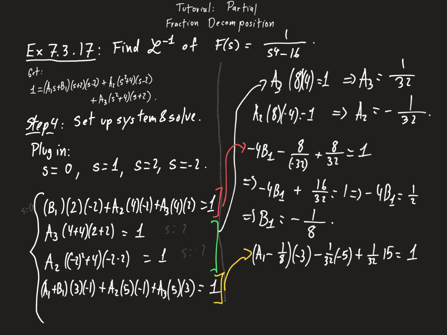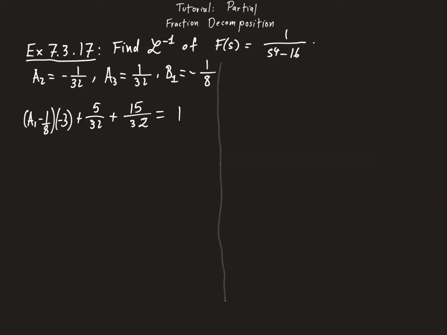All right, I'm going to clear this board, write down what we've got, and continue from there. All right, so this is what we've got from what we had before. We have a2 is negative 1 over 32, a3 is 1 over 32, and b1 is negative 1 over 8. And then the last equation that we have is a1 minus 1 over 8 times negative 3 plus 5 over 32 plus 15 over 32 is equal to 1. Now, of course, this can be simplified quite a bit already.